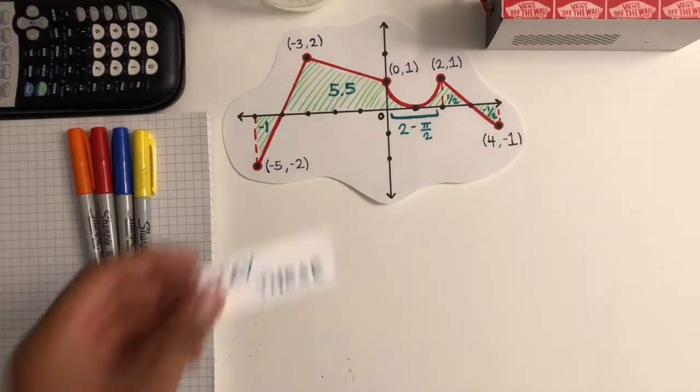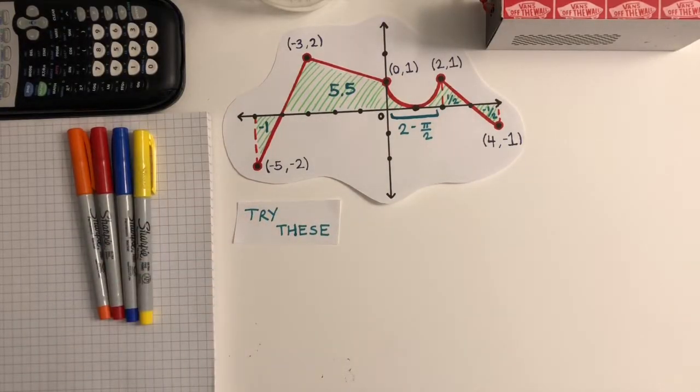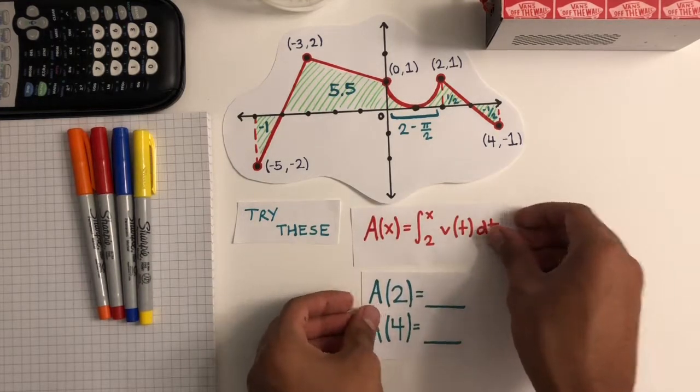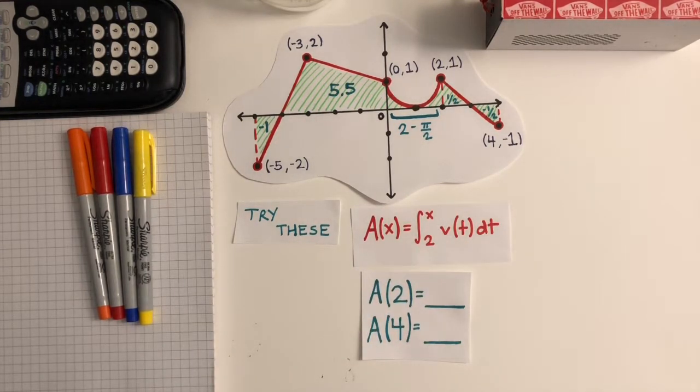Now that you have the hang of this, pause and try the rest of these problems. Find the area from bounds 2 to 2 and 2 to 4. The answer is given at the end of the video.